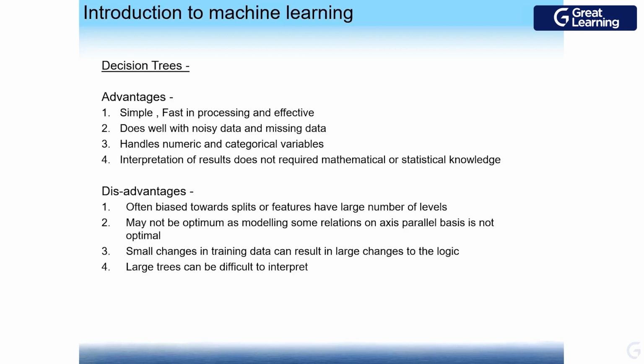Disadvantage, there are some disadvantages which we need to be aware of. As I said, it's biased towards those columns which have a large number of cardinal values in them. Why? Because that gives the decision tree that much more room to experiment. This algorithm may not be very optimal in modeling relationships because this is an axis parallel algorithm. Let me tell you what it means. Simple, nothing to worry.